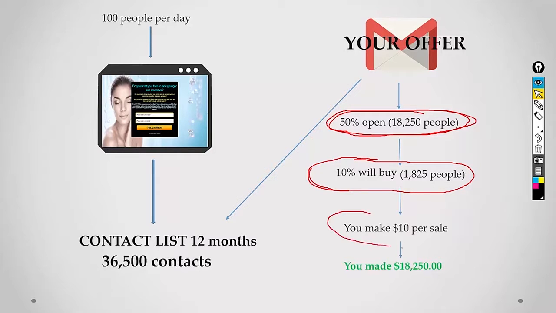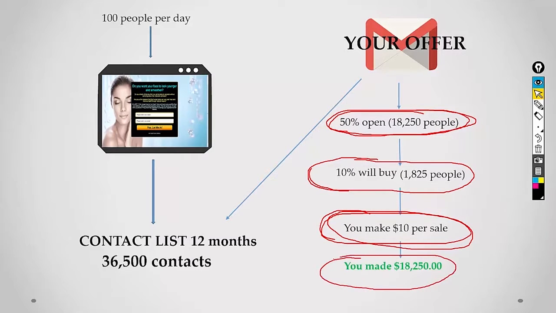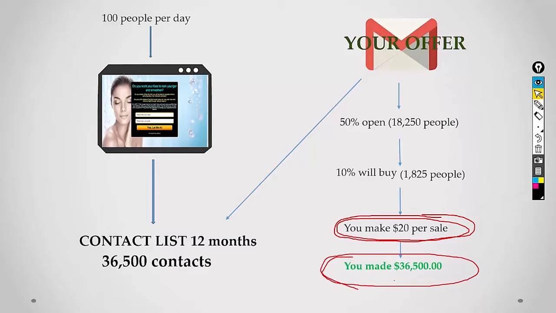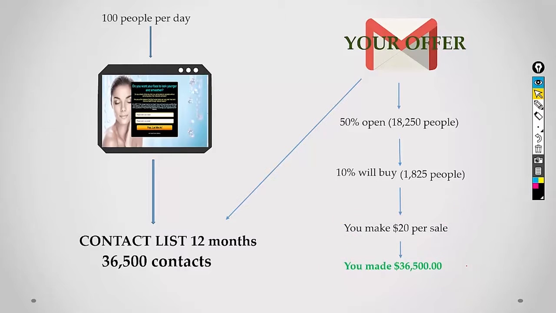Now, let's just imagine that you only make $10 per sale. Well, guess what? If you had a list of 36,500 people and you sent them a promotion, you're going to make roughly $18,250 if you do it right. That's how powerful a contact list is. Now let's talk about the same scenario, but this time we're going to imagine you make $20 per sale. Well, in that scenario, you just made $36,500.